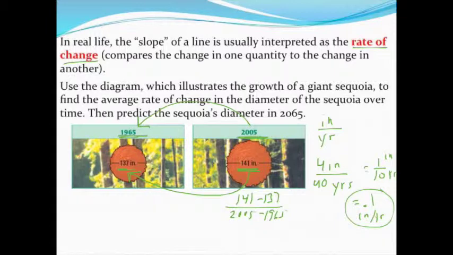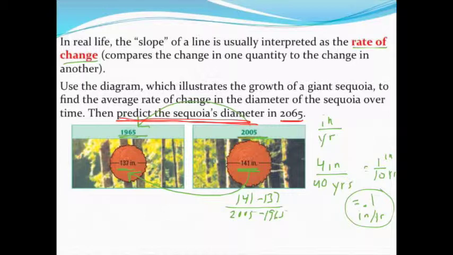There was one more question though. They wanted us to make a prediction. Suppose this tree continues to grow at this rate. So no lightning strikes, no fires, no people with axes, I guess. No one's coming to chop this tree down. Let's make a prediction of how wide this tree is going to be in 2065.